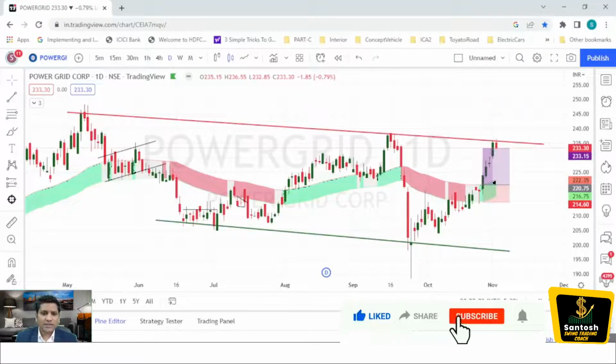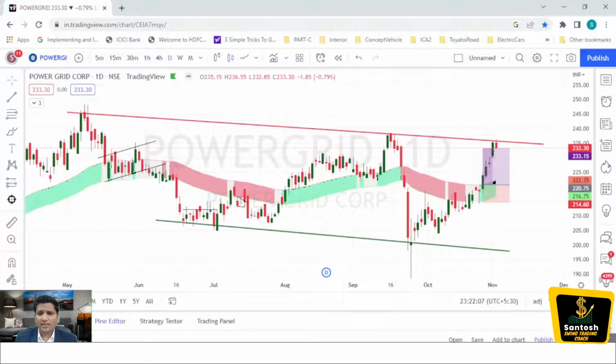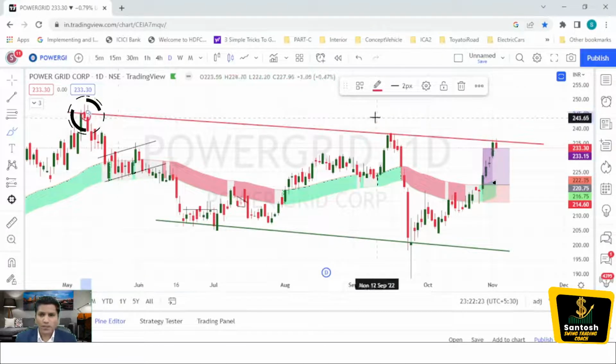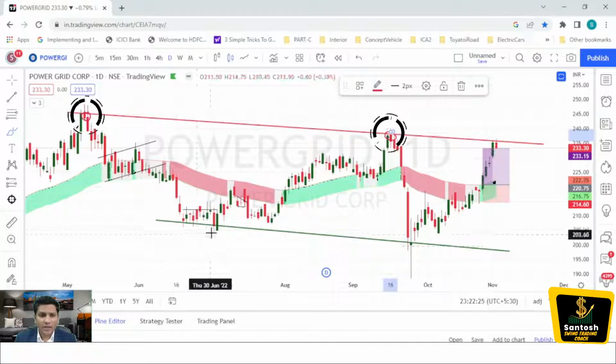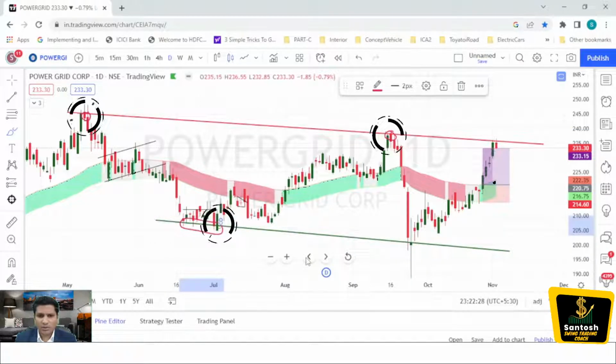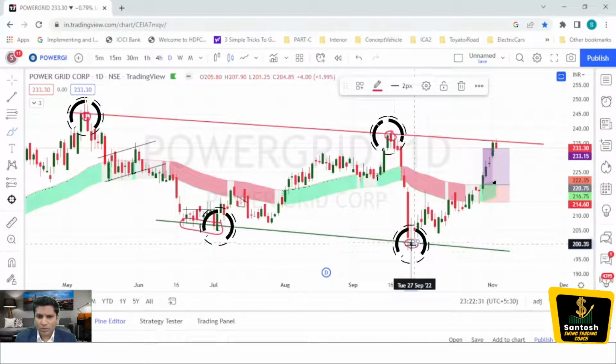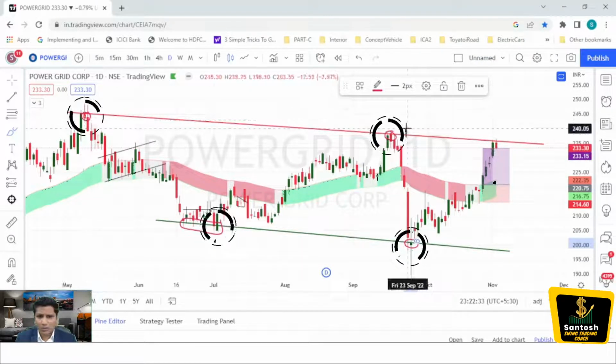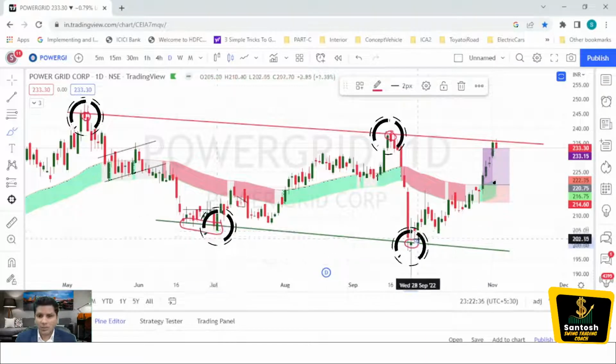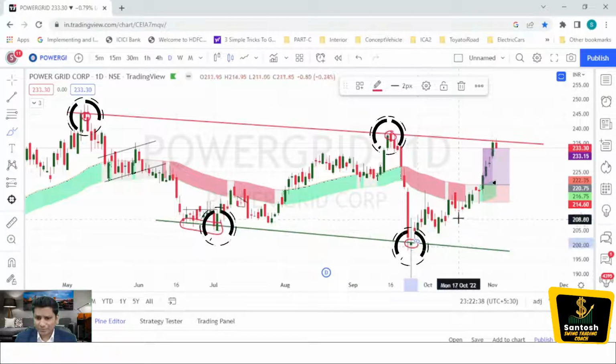So the stock selected is Power Grid for this option swing trade. The setup is looking like this in a 1 day time frame, and you can see the support line in green color at the bottom and the resistance line in red color on the top side. So I quickly marked up the resistance and support lines. Here is resistance 1 and here is resistance 2, and this area is the support and this one is again support. So basically there are two resistances and two supports at the bottom.